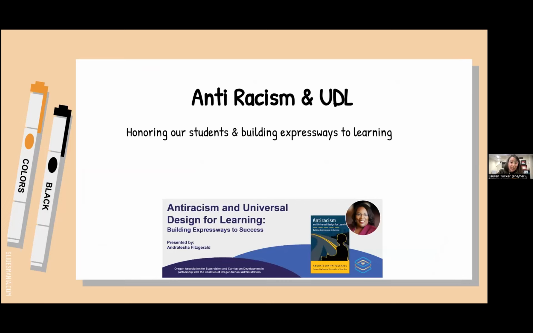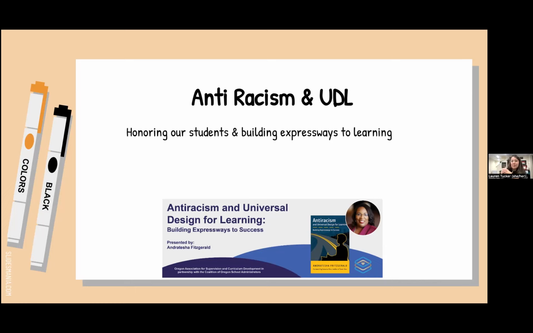And this is my plug. I absolutely love this book. My disclaimer is that the audience for this book is K through 12, but Andratesha Fritzgerald wrote Antiracism and UDL, and I highly recommend it, especially if you're teaching pre-service teachers or working with teachers in K-12. But I also argue that there are a lot of great strategies and framing of the universal design framework within this book that are very powerful.